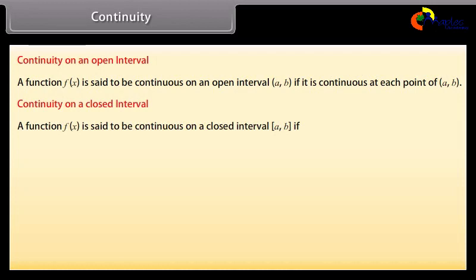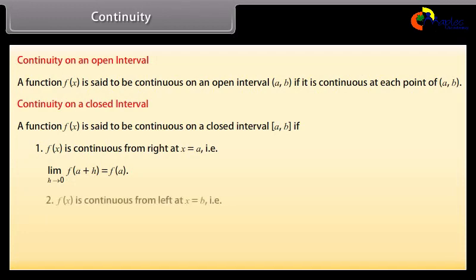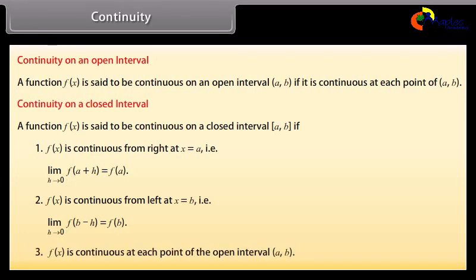A function f(x) is said to be continuous on a closed interval [a, b] if: 1. f(x) is continuous from right at x = a, that is, limit h approaches 0 of f(a + h) is equal to f(a). 2. f(x) is continuous from left at x = b, that is, limit h approaches 0 of f(b − h) is equal to f(b). 3. f(x) is continuous at each point of the open interval (a, b).